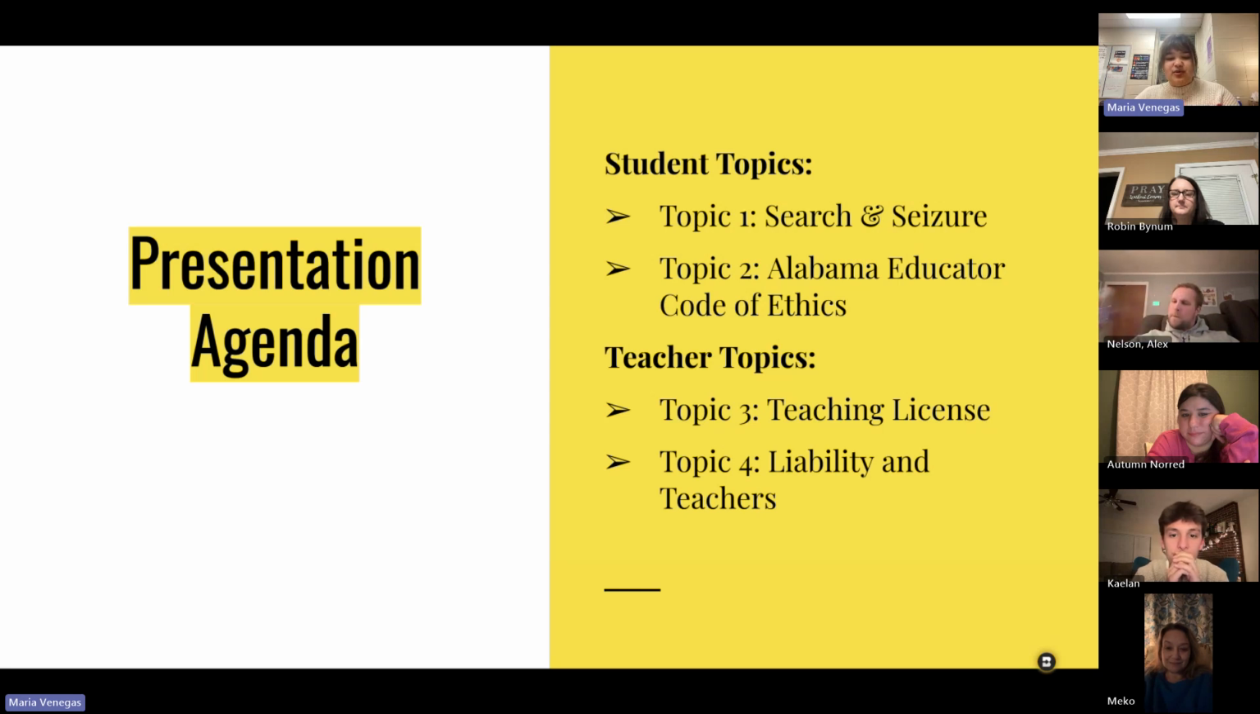Today, we will explore important legal and ethical responsibilities in education. This presentation is divided into four key topics: search and seizure, Alabama Educator Code of Ethics, teaching licenses, and teacher liability.